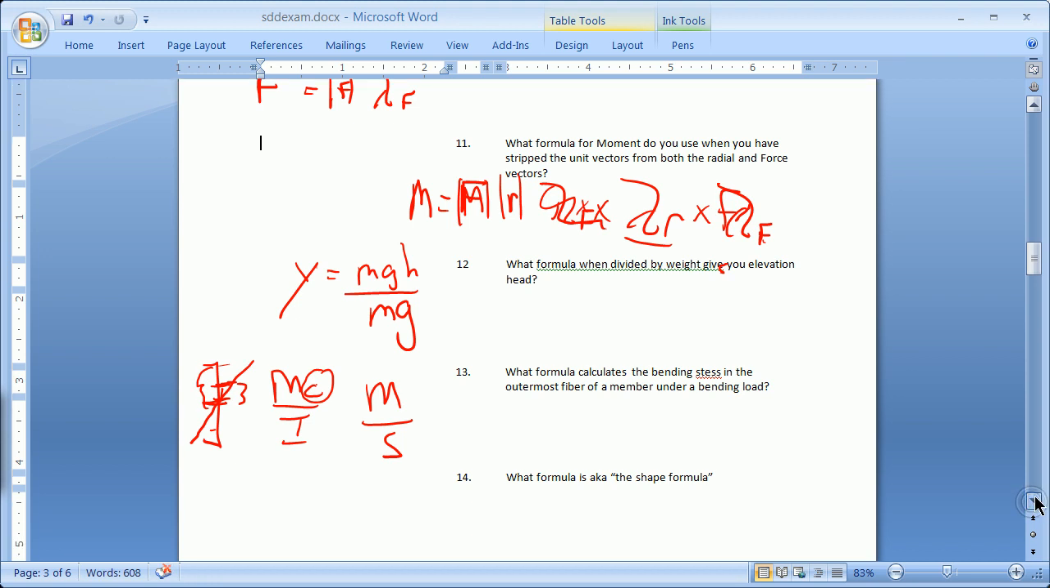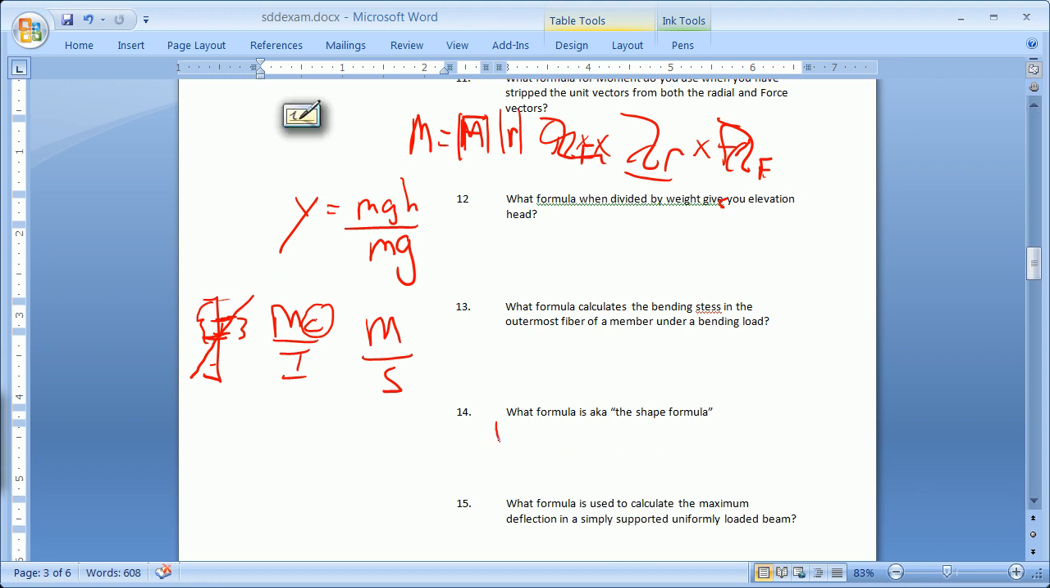Number 14. Formula for the shape: 1 over rho equals how much it's being twisted, by its resistance to torsion or twisting.